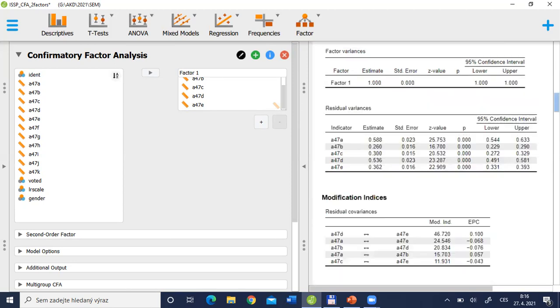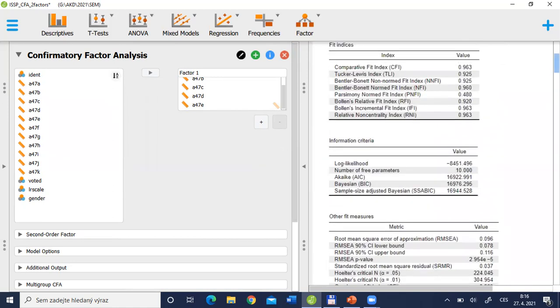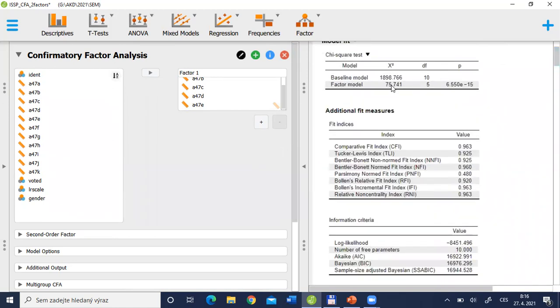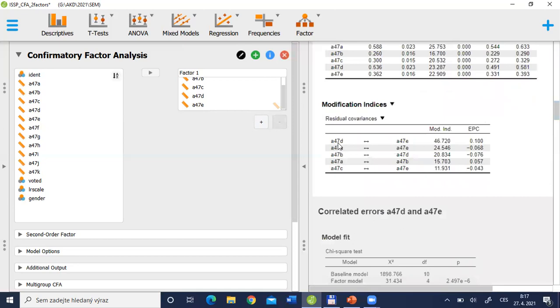The original value of the chi-square test was, if I go up 75, and if I go down by 50 points, I would take 2/3 of the original value and my model would be much better. So maybe it would be good to modify my model by this small change. It means to link these 2 random errors for A47D and A47E. So that was the recommendation by Modification Indices.